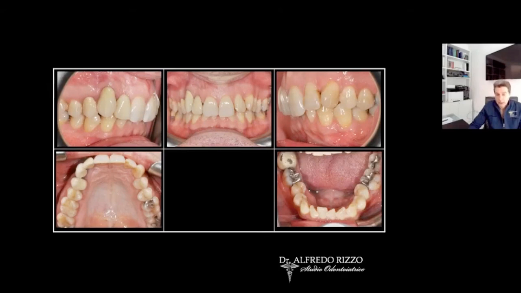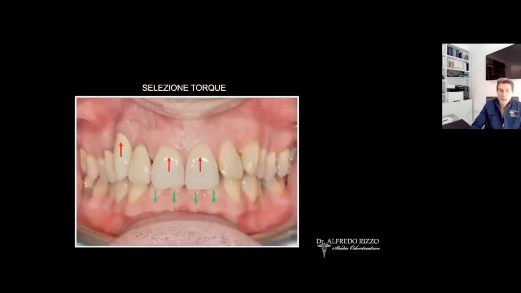In both arches, we see a reverse Spee curve, and we have severe crowding in the lower with a rotation of almost 45 degrees in most of the teeth. Selecting torque, we use low torque in the lower incisors and super torque brackets in 1.3, 1.1, and 2.1.